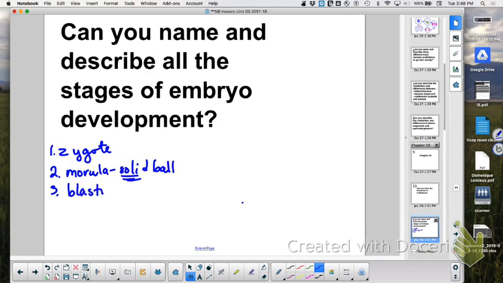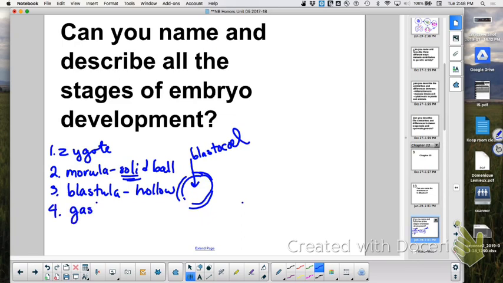What's a blastula? Hollow ball. Okay. What's the cavity inside of that called? Blastocoel. Blastocoel. We got that. Okay. What's after blastula? Gastrula. Good. Gastrula is?